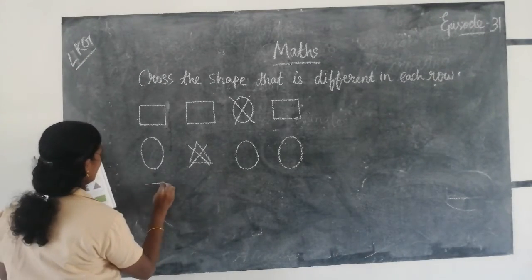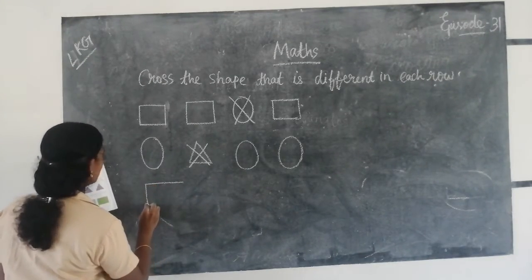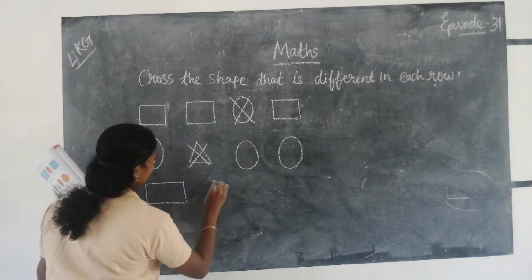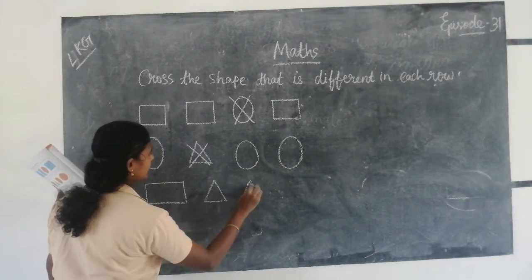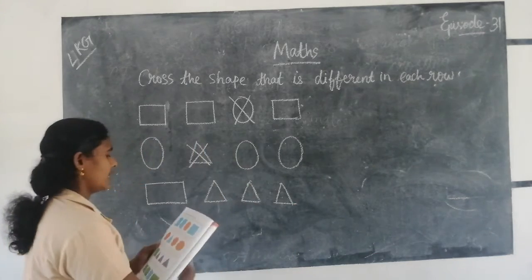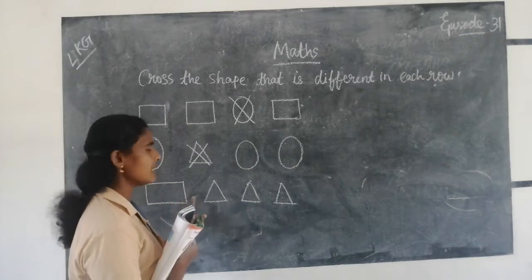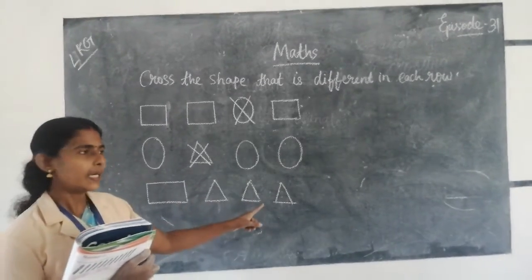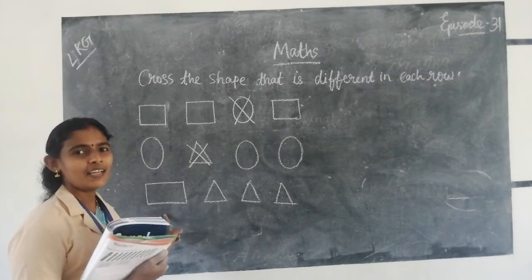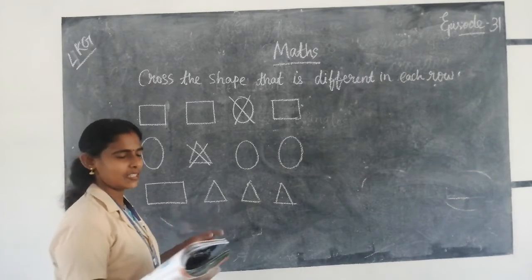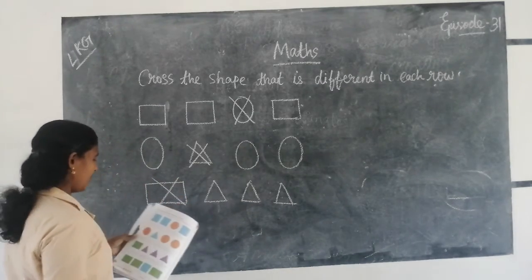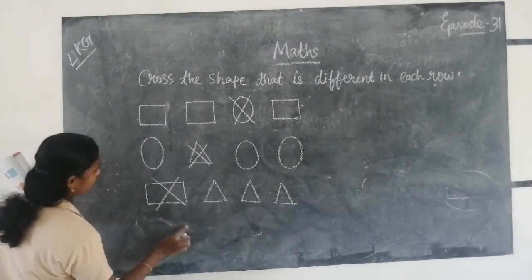Then third one, first rectangle, then triangle, next triangle, next triangle. Yes, the third box was 3 triangles and 1 rectangle. The rectangle does not match, so it must be crossed. Next, last one.